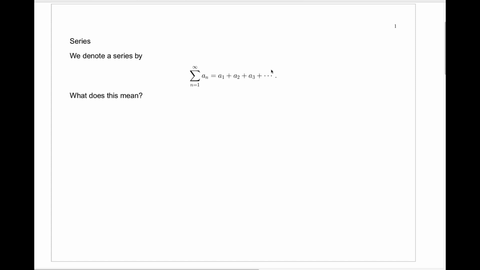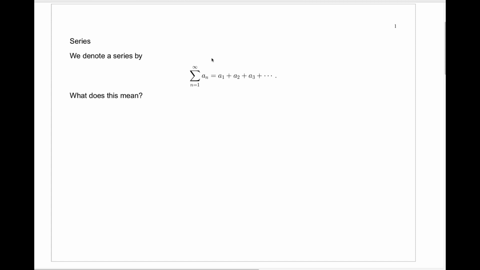We're going to talk about series now. This is the way we denote a series. We use the capital Greek sigma, and we read that as a sum from n equals 1 to infinity of the terms a sub n. So it's just like a sequence, only instead of just listing the numbers, we're adding them all together.